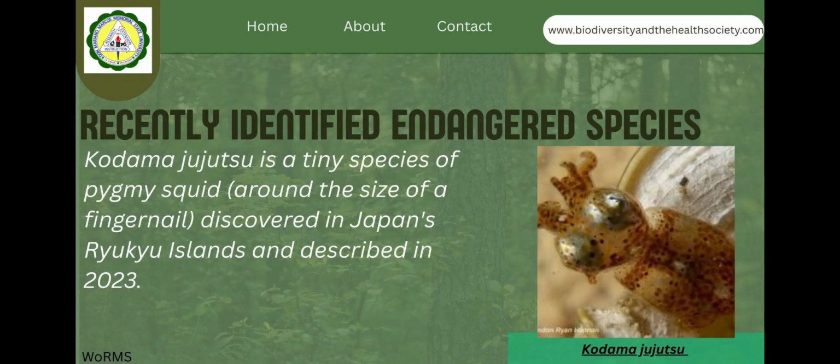Next is Kodama jujutsu. It is a tiny species of pygmy squid around the size of a fingernail, discovered in Japan's Ryukyu Islands and described in 2023, named after the Japanese tree spirits Kodama and the martial art jujutsu.